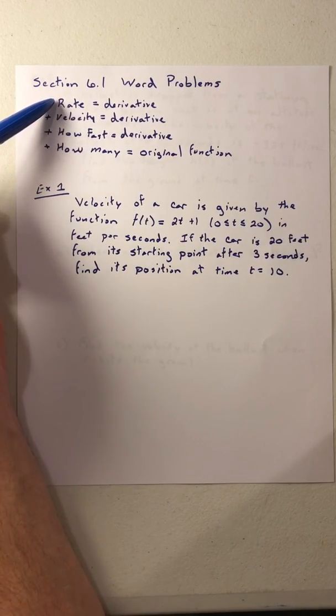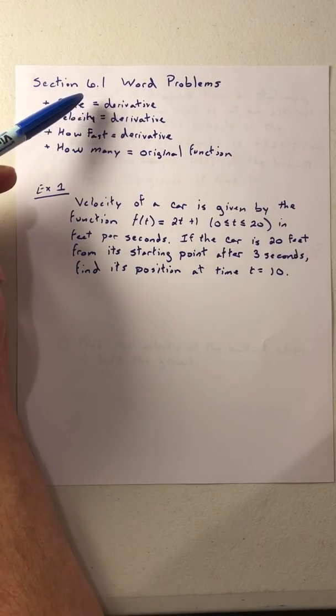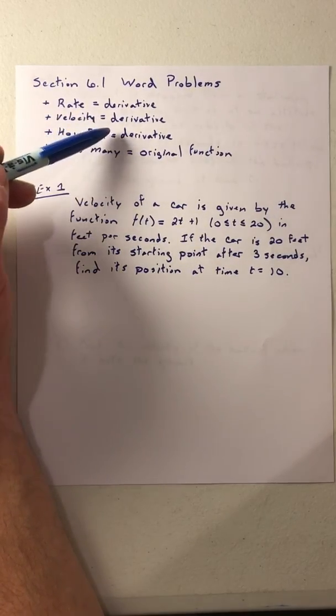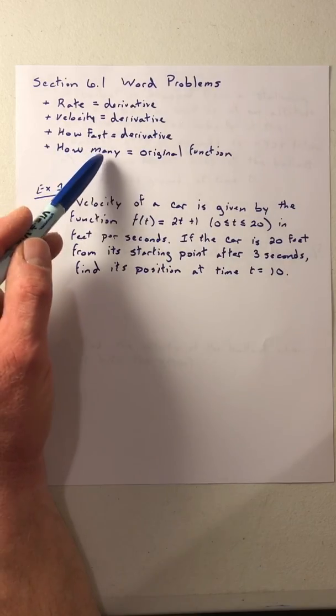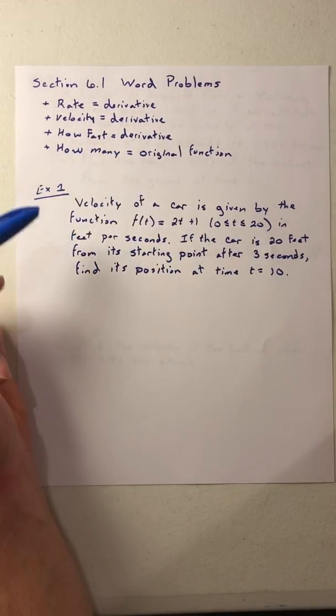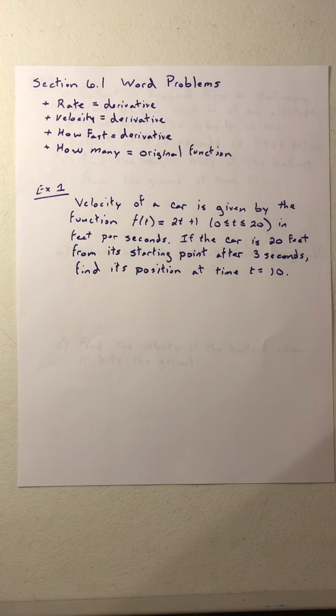Anytime that we see the word rate, that should, in our mind, tell us derivative. Velocity, again, derivative. How fast means derivative. If I ask you how many, or how much, that's going to be the original function. So let's go ahead and look at a couple of examples. I just have two for you today.